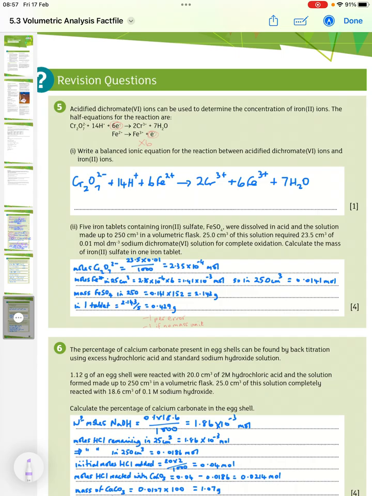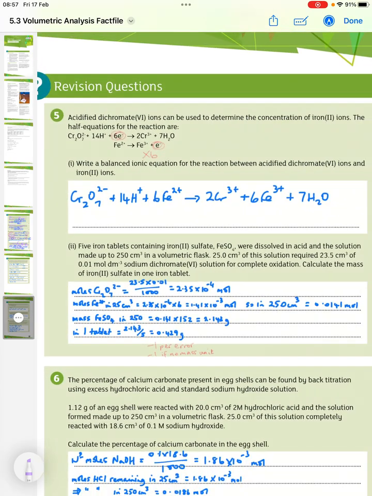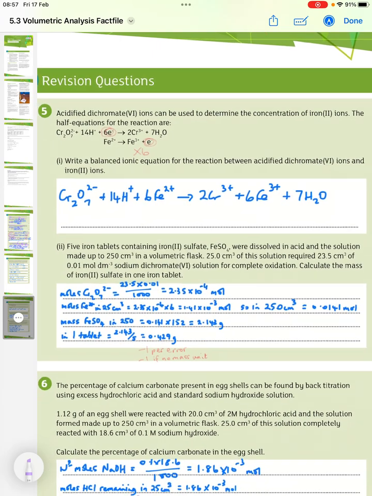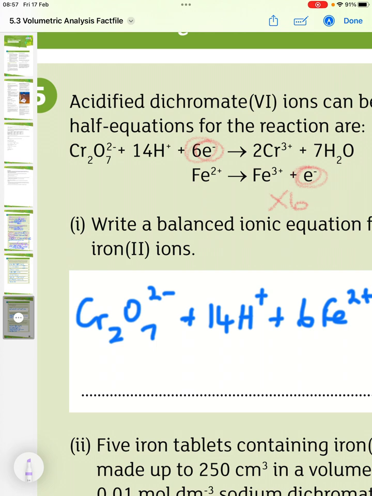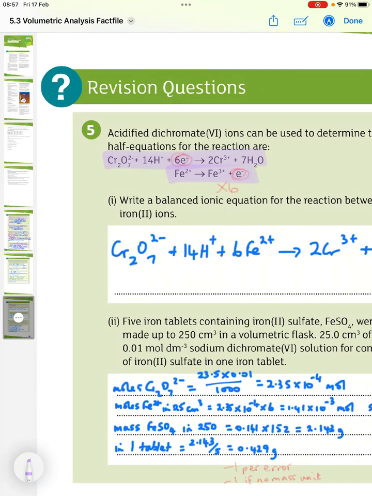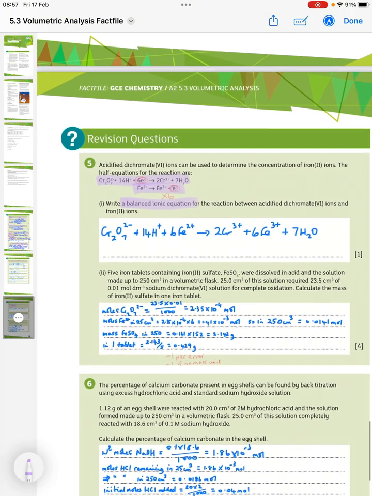Okay, number 5, acidified dichromate 6 ions can be used to determine the concentration of iron 2 ions. The half equations for the reaction are, so we've got Cr2O7 2 minus plus 14 hydrogen ions plus 6 electrons gives you 2 Cr3 plus and 7 H2O, and then for iron, Fe2 plus gives you Fe3 plus plus an electron. So it asks you to write a balanced ionic equation.